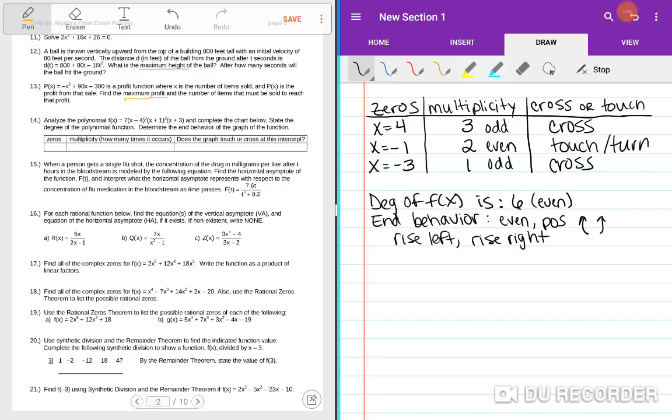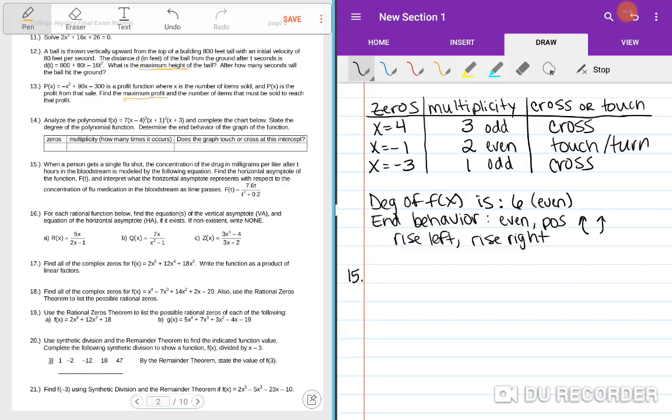Okay. Number 15. When a person gets a single flu shot, the concentration of the drug in milligrams per liter after t hours in the bloodstream is modeled by the following equation. Find the horizontal asymptote of the function f of t and interpret what the horizontal asymptote represents with respect to the concentration of flu medication in the bloodstream as time passes.